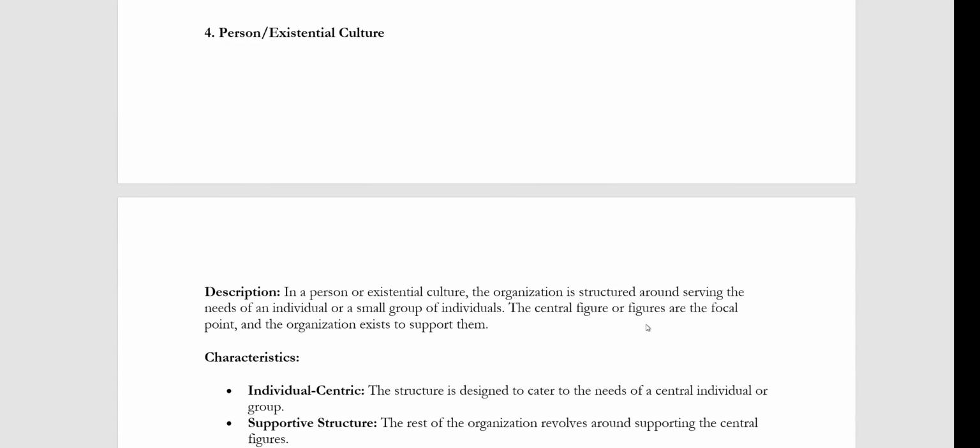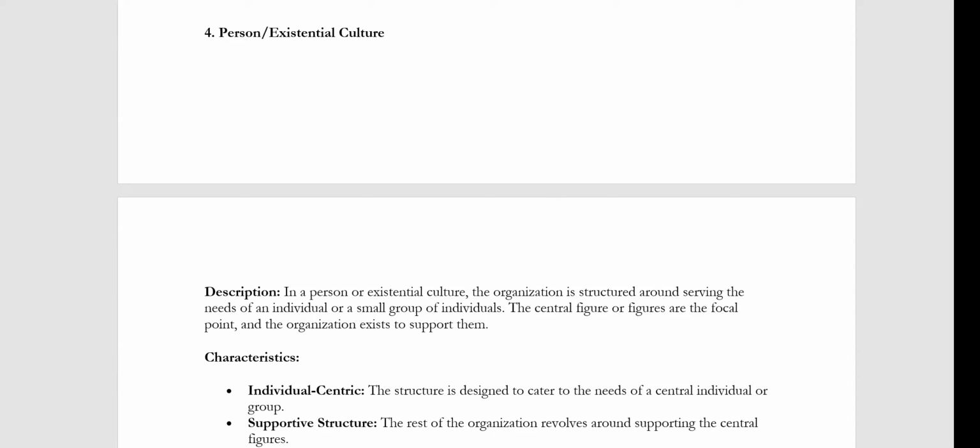The last one is what we call person or existential culture. So we call it person culture. In person culture, the organization is structured around serving the needs of an individual or small group of individuals. So the central figure or figures are the focal point and the organization exists to support them. So this one, just like the way we saw the first one, right? The central management and control.